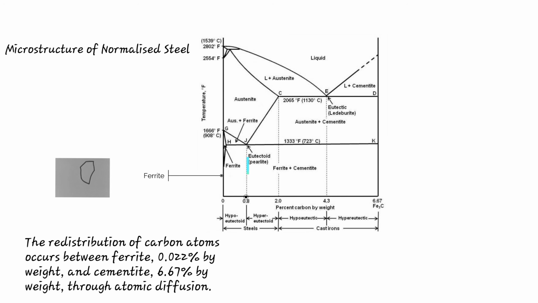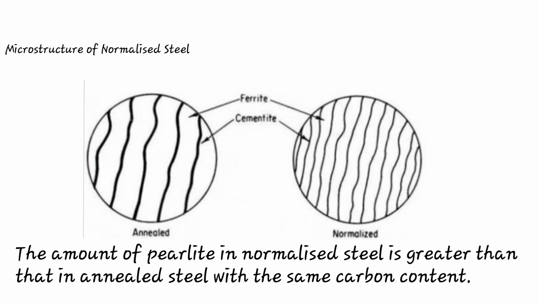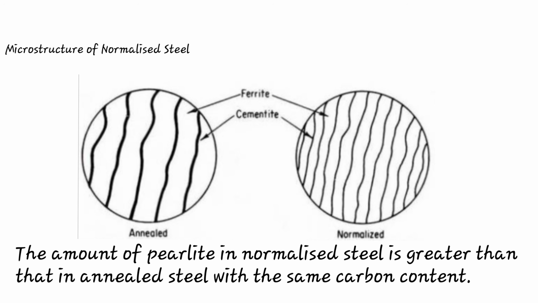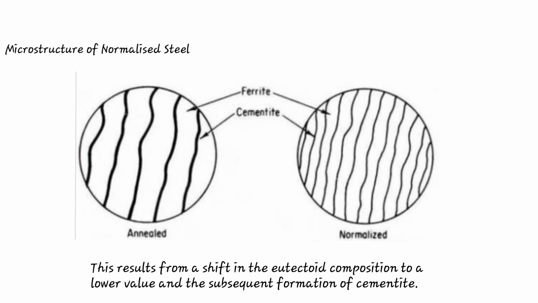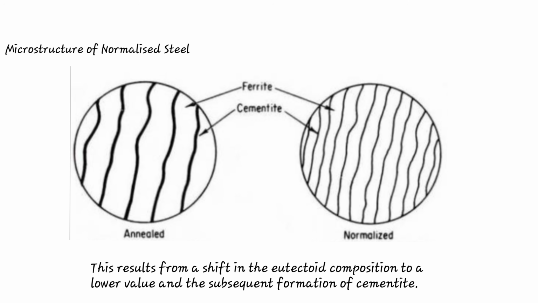The redistribution of carbon atoms occurs between ferrite, 0.022% by weight, and cementite, 6.67% by weight, through atomic diffusion. The amount of pearlite in normalized steel is greater than that in annealed steel with the same carbon content. This results from a shift in the eutectoid composition to a lower value and the subsequent formation of cementite.